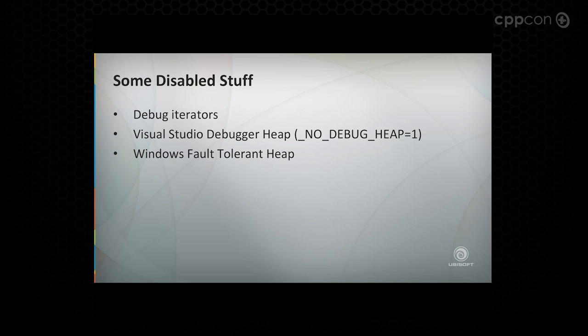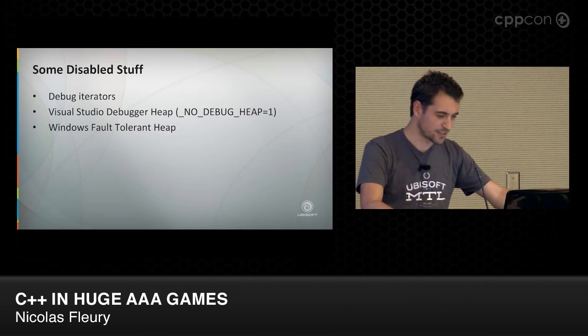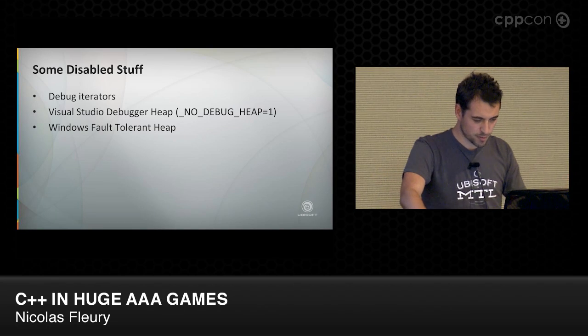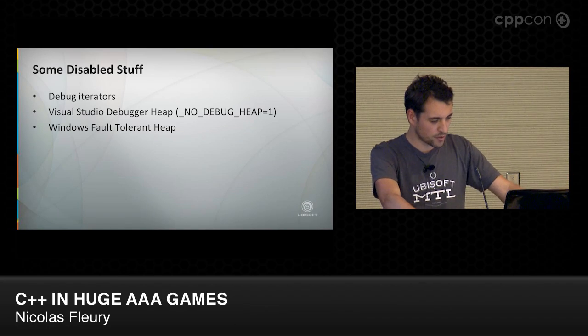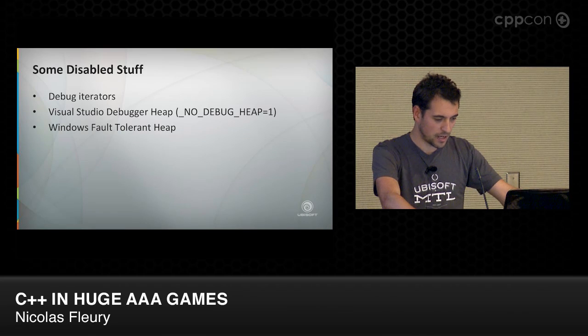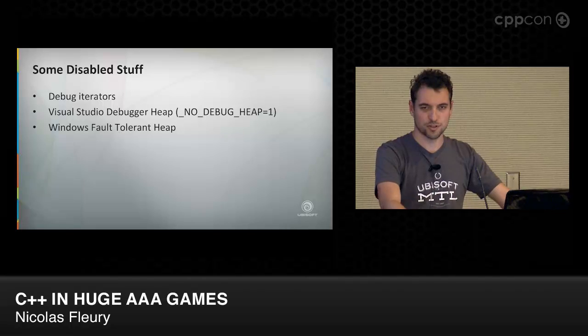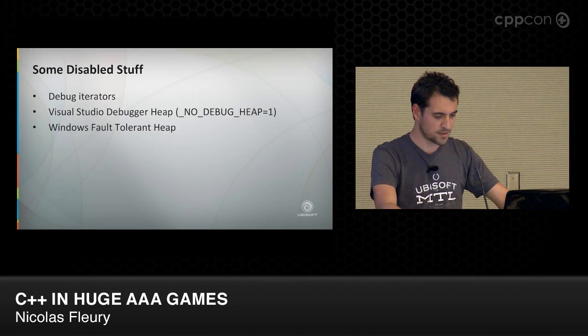As a consequence for the debug targets, there's a bunch of stuff we disable. This is all Microsoft stuff on this slide. Debug iterators from STL. I said we're not using STL, but we're using third parties that use it, and our tools use it as well. The Visual Studio Debug Heap we disable, and we disable the Windows fault tolerant heap as well through the registry. The last one is something Windows does when the application is crashing too often. It will just assign a different heap to it, but we prefer to fix the crashes than have something running 10 times slower.